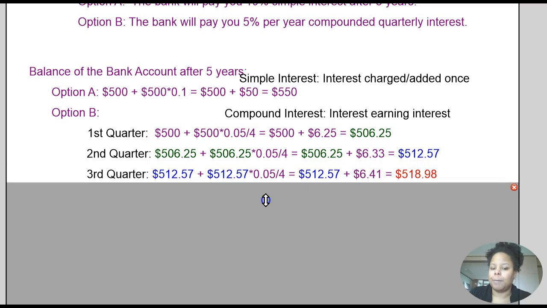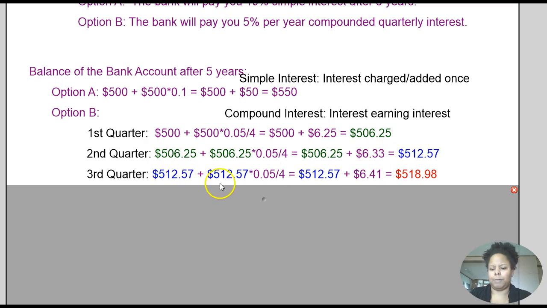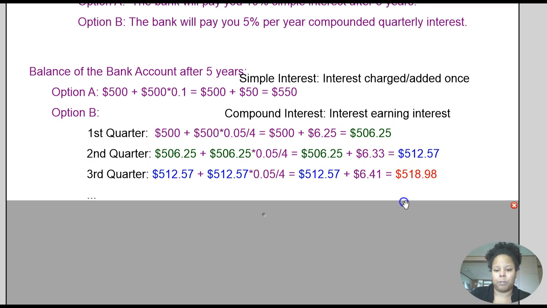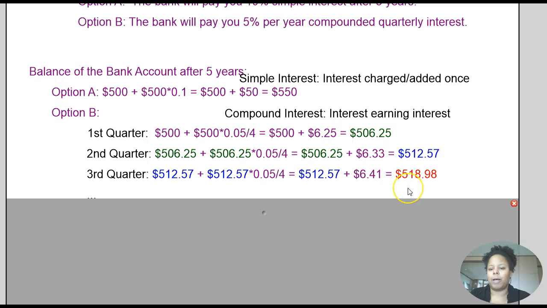You do the exact same thing for the third quarter. Apply the interest not to the 506, but to the 512.57. And you're going to get at the end of the third quarter $518.98, and so on. So after a year, you won't have $550, but you will have over $520.